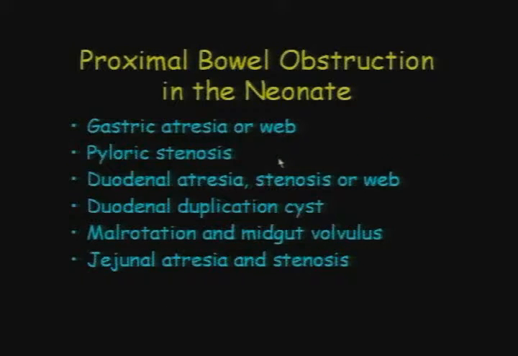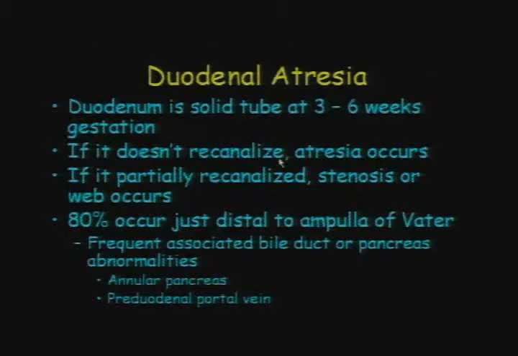obstruction, which is jejunum and above, or do we think it's a low obstruction, which is ileum and below? The upper obstructions can be gastric atresias or webs, pyloric stenosis, duodenal atresia, stenosis or webs, duodenal duplication cysts, malrotation and midgut volvulus, and jejunal atresia and stenosis. Duodenal atresia is a common abnormality that we see.